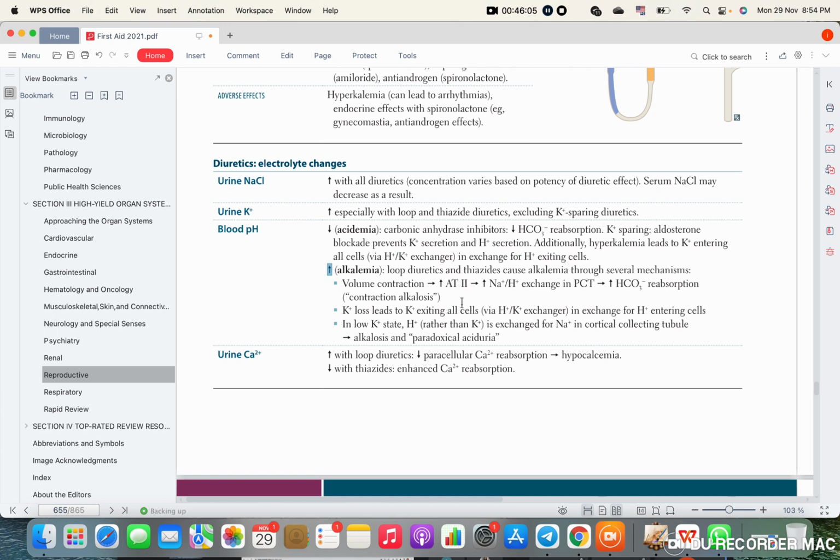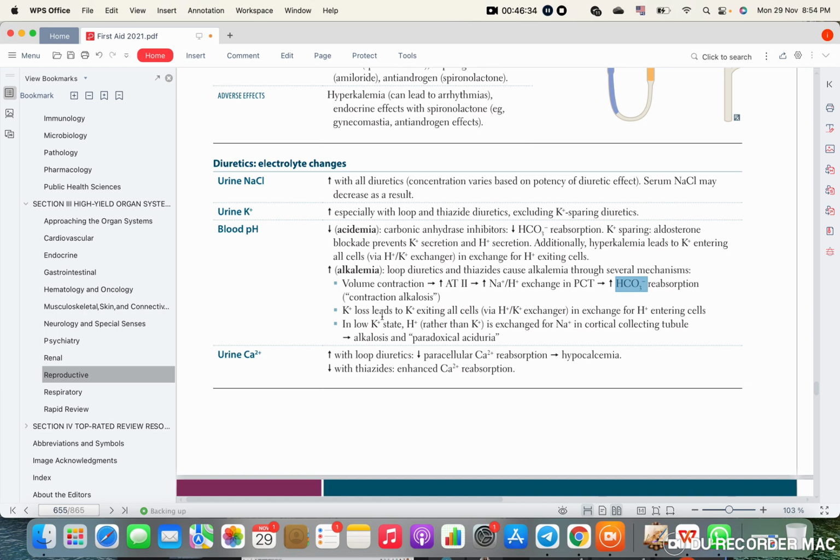The next thing is the alkalemia, which is increased pH. Loop diuretic and thiazide cause alkalemia through several mechanisms. The first one is volume contraction. In case of volume contraction, you will have activation of the RAS system, which leads to more angiotensin II. More angiotensin II leads to sodium hydrogen exchanger activation, which is located at the PCT, and thus you will have more bicarbonate reabsorption, which leads to contraction alkalosis.